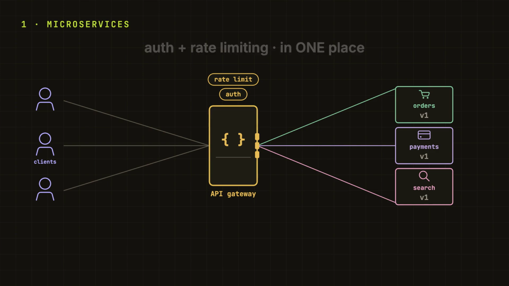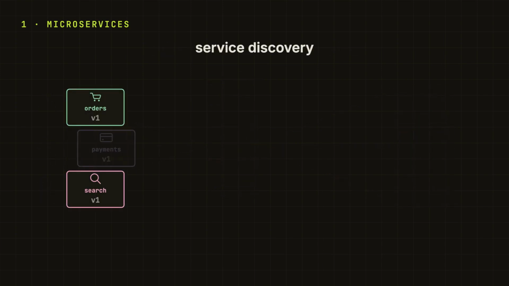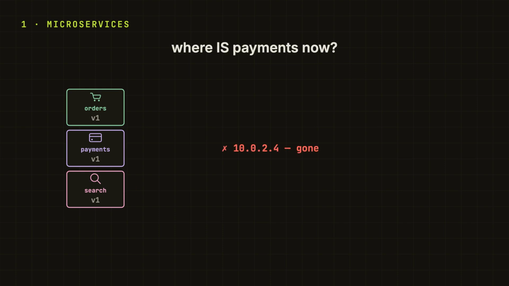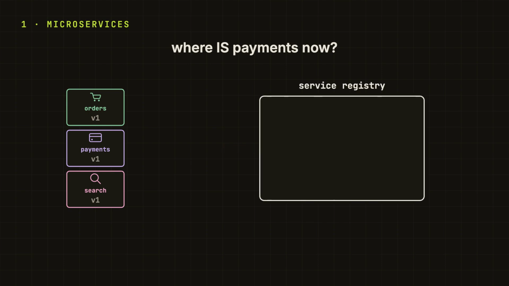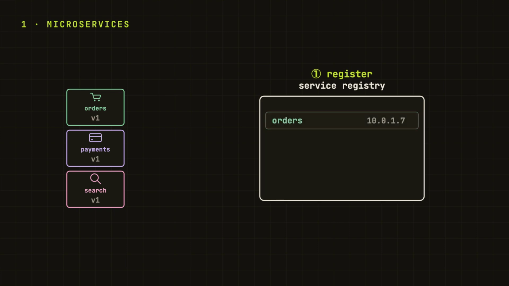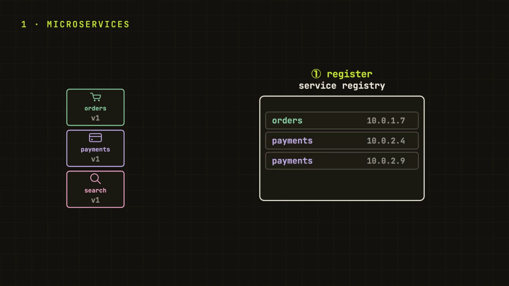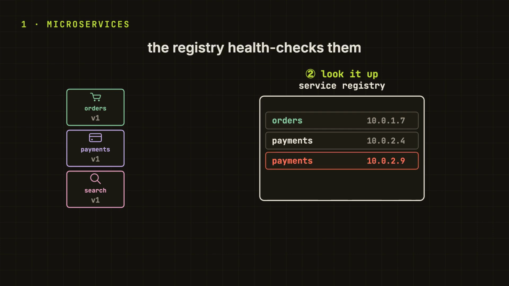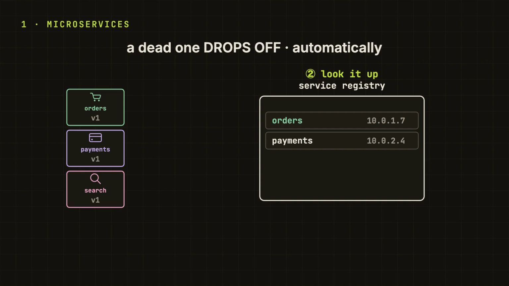And second, service discovery. Since services start, stop, and move around constantly, they need a way to find each other's current address automatically. And that is what a service registry does. And the way it works is two simple steps. When a service starts up, it registers itself: I am the payments service and this is my address. And anything that needs payments asks the registry for the current list and gets fresh addresses back. The registry also health checks them. So anything that has died drops off the list automatically.